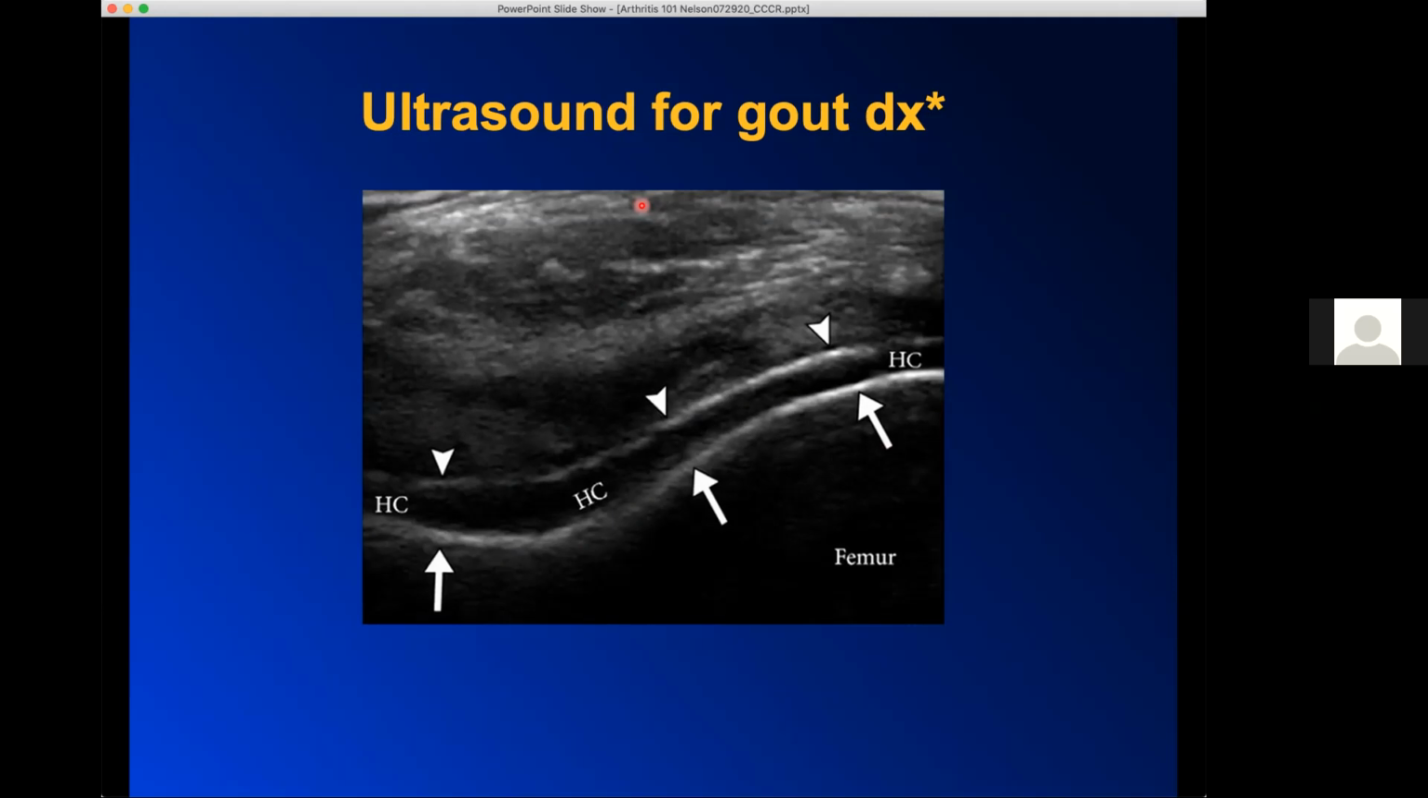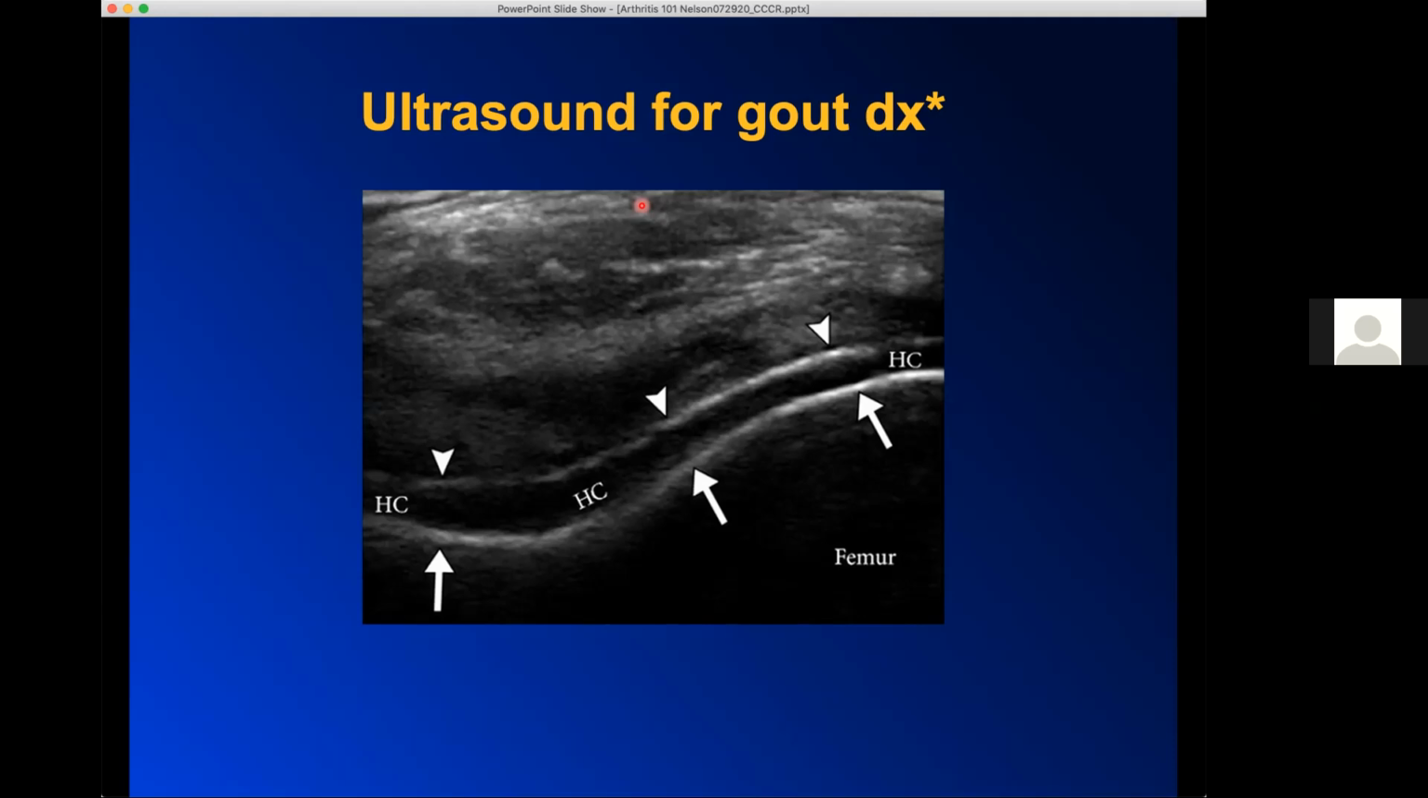So in this case, we're again looking at the surface of the femur. I showed you that earlier in osteoarthritis, and we see that black layer of cartilage. But now the little arrowheads are pointing to this extra line that's there. That's not bone, that's MSU crystals layering on top of the hyaline cartilage on the femur. And so that is called a double contour sign. If we see that, we can pretty much diagnose gout in the correct clinical circumstance. If we don't see it, we can't say they don't have gout. So you're still sometimes needing to get crystals.